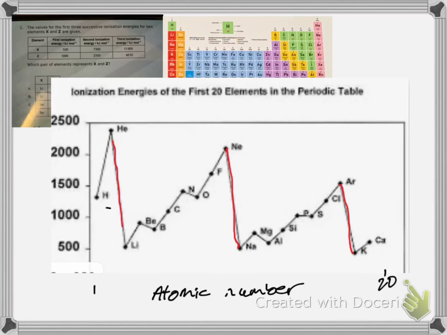Furthermore, what we can deduce from this graph is that there's also a gradual increase from boron to nitrogen, aluminum to argon, and potassium to calcium, and also sulfur from argon.